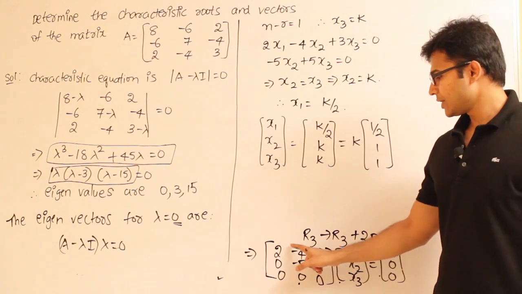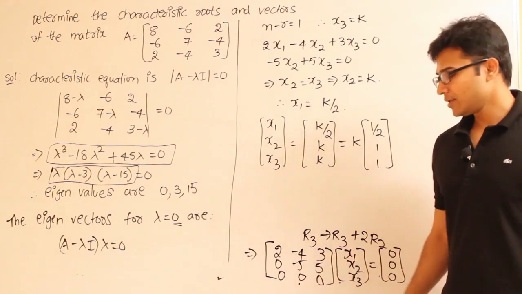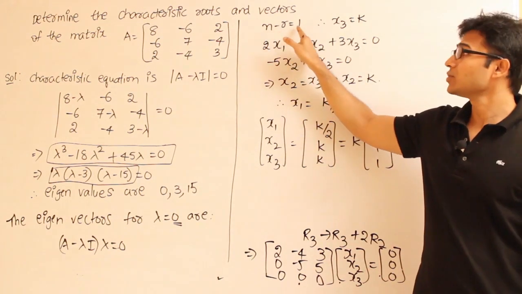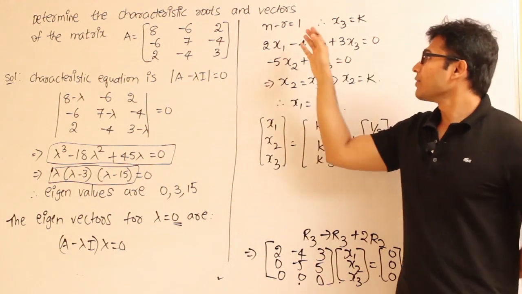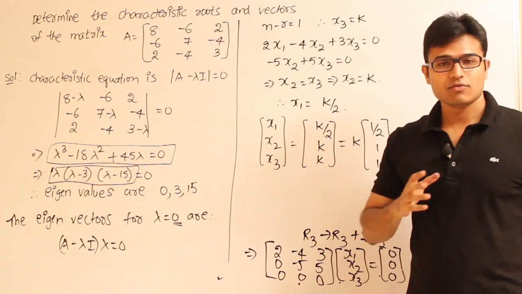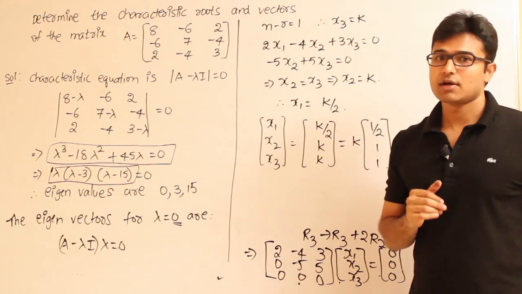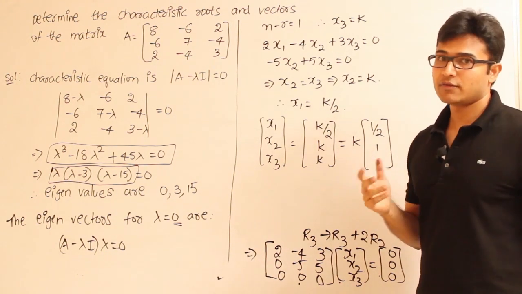You know that, right? So the rank of the coefficient matrix, let's call it r, equal to 2, and the number of unknowns n is 3. Therefore n minus r equal to 1, 3 minus 2 equal to 1. What does it mean? Whenever n minus r is greater than 0, we know that there are infinite number of solutions. We are supposed to find out all the solutions, which means for lambda equal to 0, we have infinite number of eigenvalues, eigenvectors.